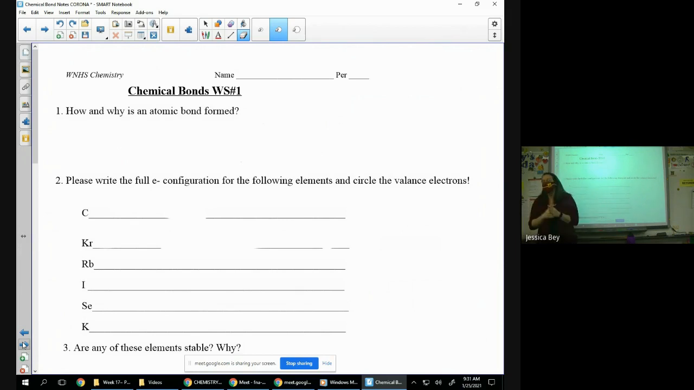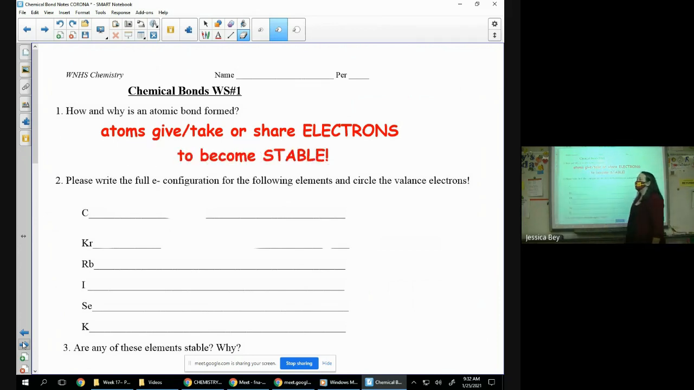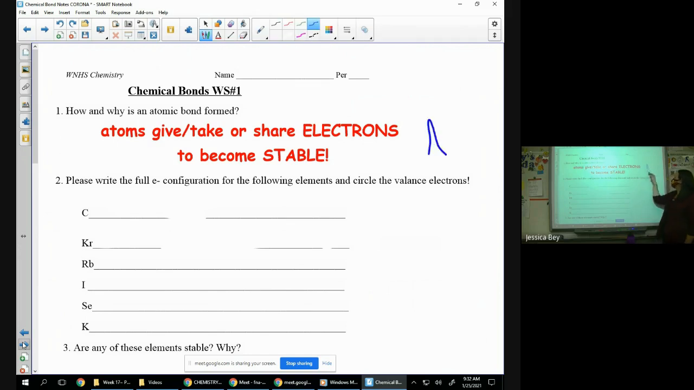The front is nice. I'm probably going to just do 1 or 2 with you, but then I want you guys kind of going along here. How and why is an atomic bond formed? How do you form it? You form it by giving or taking or sharing electrons. And why are they formed? They got to become stable. Okay. You got it. You might see this on your lecture questions here in just a second.